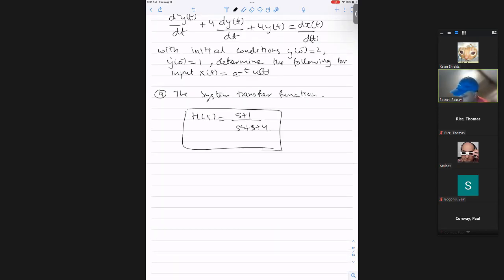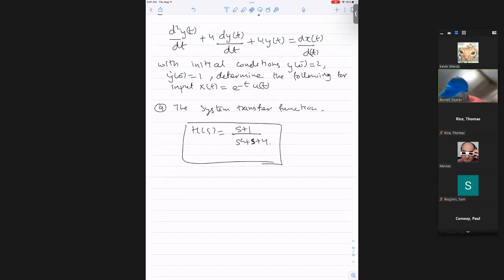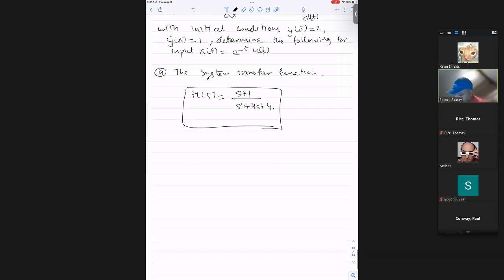Wouldn't it be 4s plus 4? Yeah, that's 4s. I got 4s plus 4. You're right, because there's a 4 over here. I missed something over here. So it is s plus 1 by s squared plus s plus 4 times s plus 4? Yeah, I missed something. Thank you.